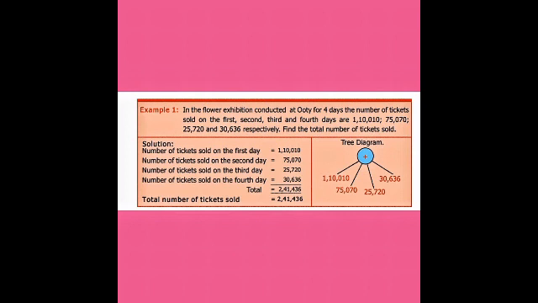2,41,436. So total number of tickets sold is equal to 2,41,436. How to represent in this tree diagram? What operation are we going to use here? Plus. In this plus, what are the branches we have? The 4 days of branches. 4 days branches is included. This is the way you have to represent the tree diagram.